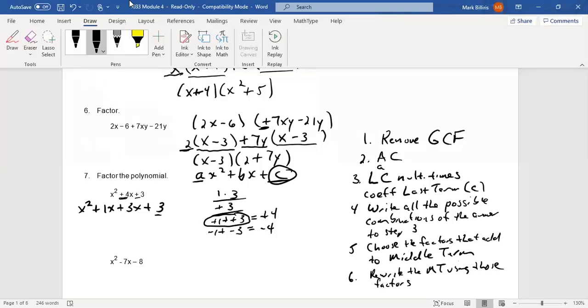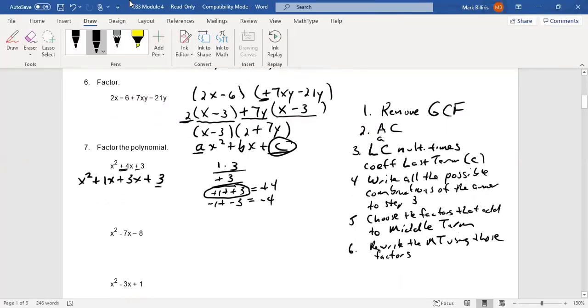Okay, notice what I have. I have 4 terms. So what did we just do in the prior examples? Anytime you have 4 terms, you're going to factor by grouping.